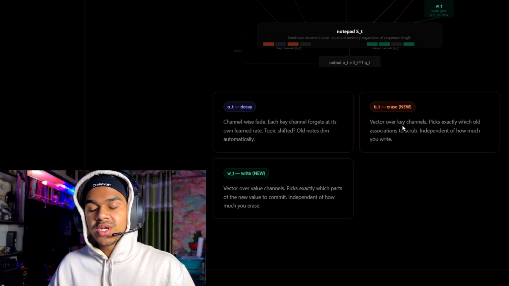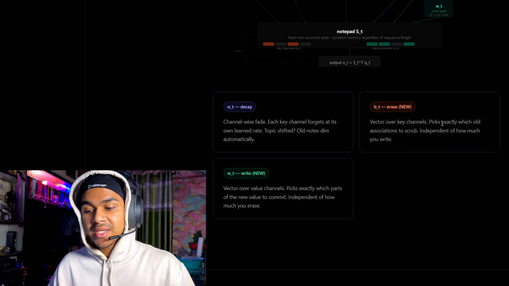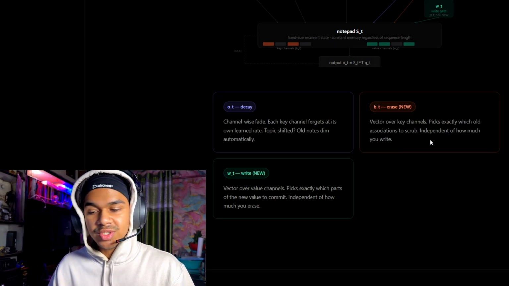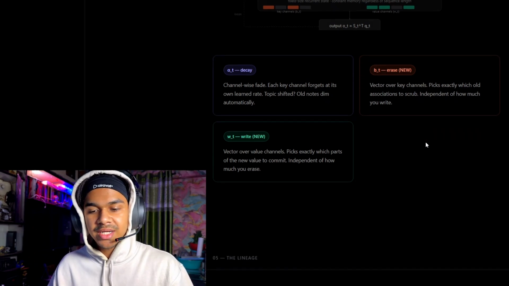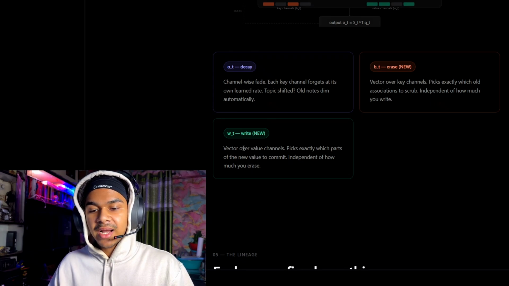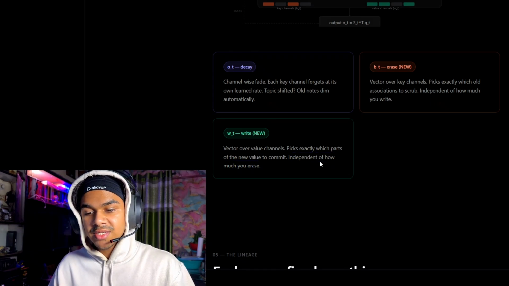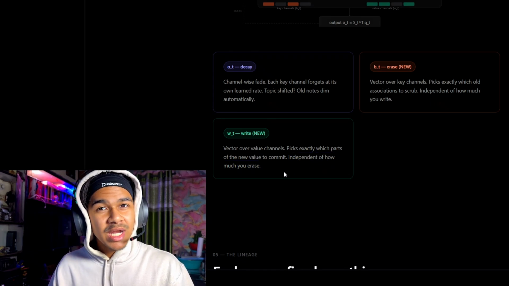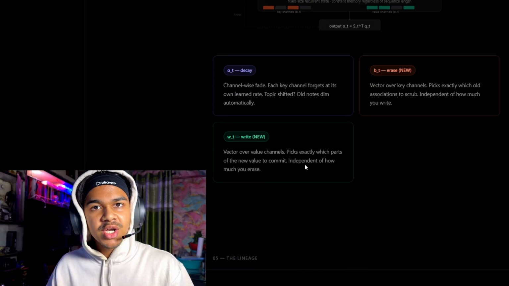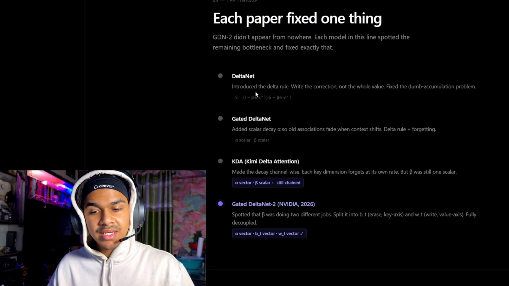Erase, b_t: a vector over key channels picks exactly which old associations to scrub, independent of how much you write. Write, w_t: a vector over value channels picks exactly which parts of the new value to commit, independent of how much you erase. Amazing. Each paper fixed one thing.